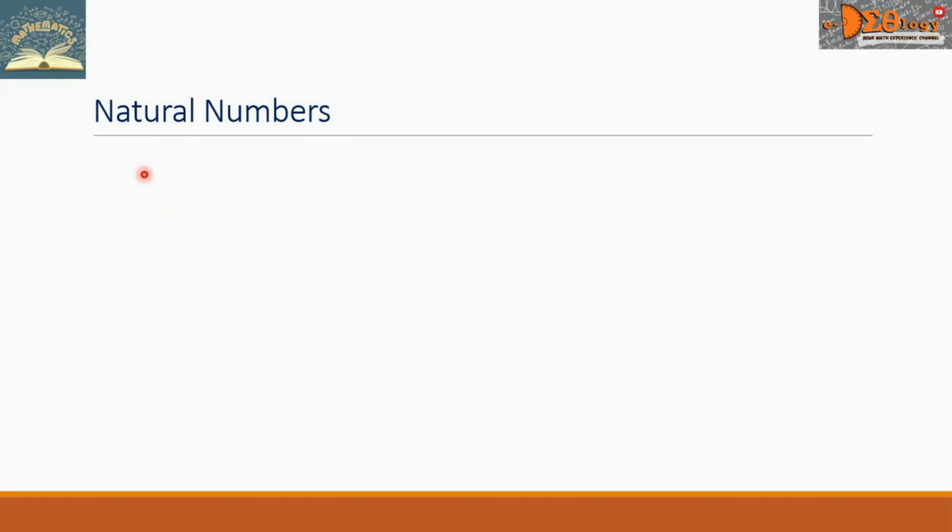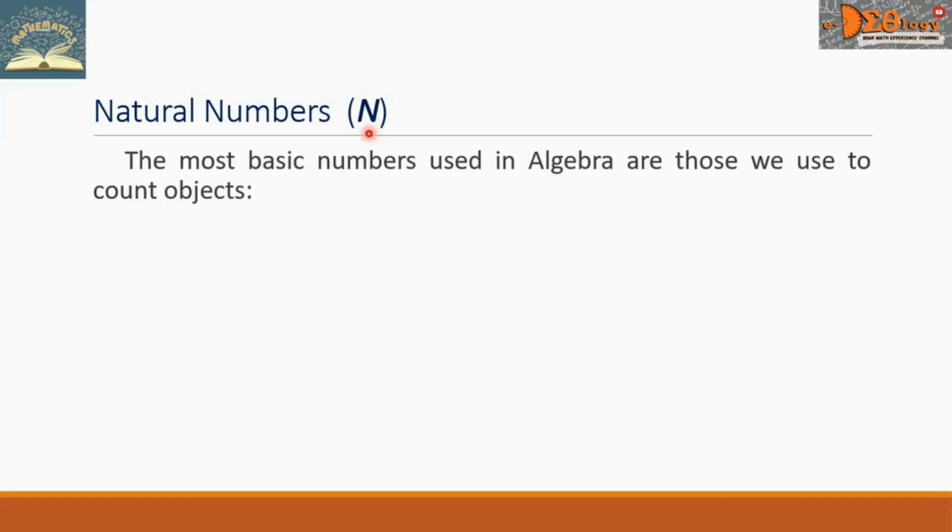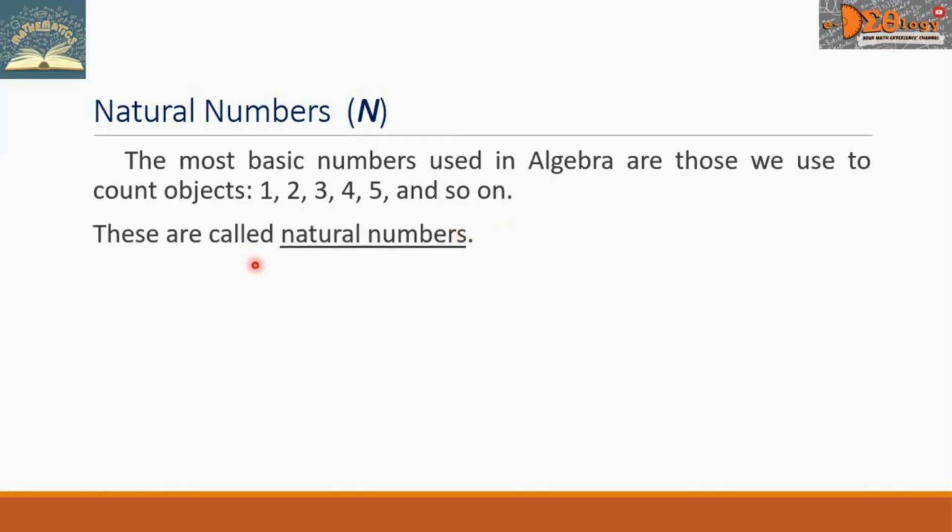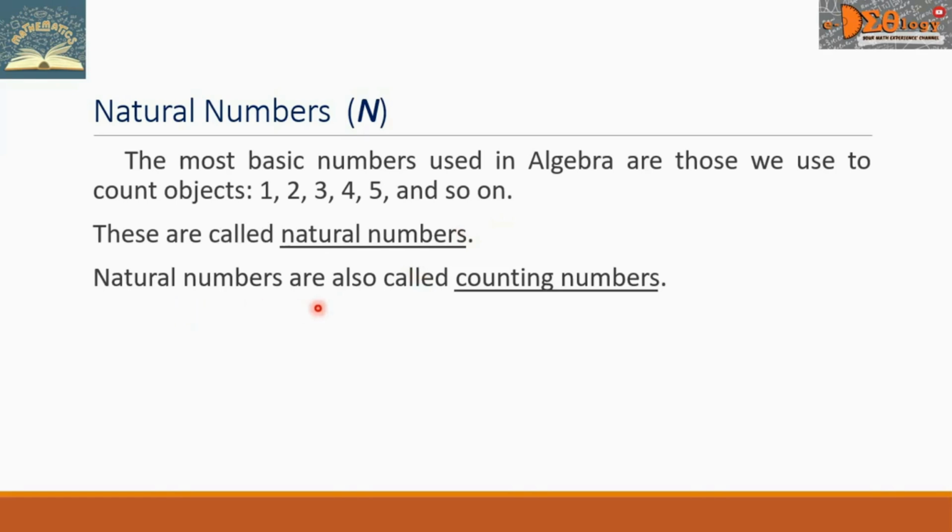First group of numbers is called natural numbers. This is denoted by capital N. The most basic numbers used in algebra are those we use to count objects. So we have 1, 2, 3, 4, 5, and so on. These are called natural numbers. Natural numbers are also called counting numbers.